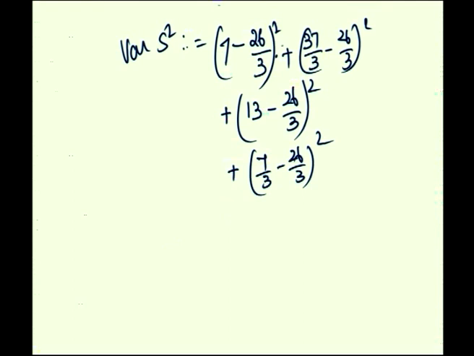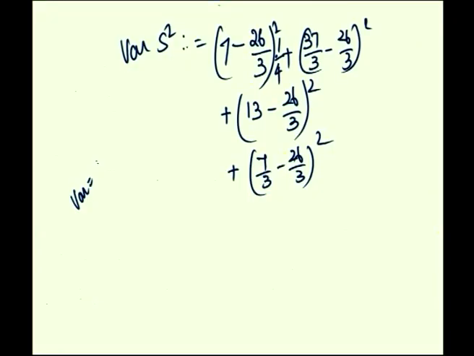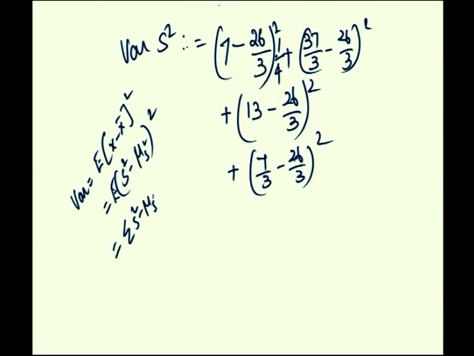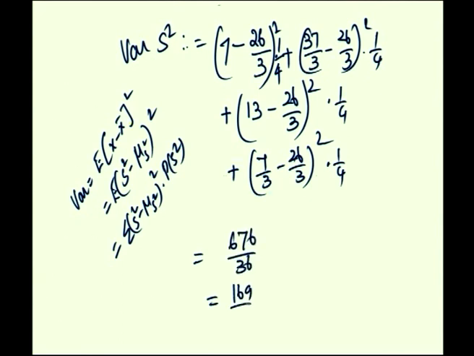The corresponding probability also has to be multiplied, right, because it is a summation of x minus x bar whole square into the probability. Actually, variance is calculated as expectation of x minus x bar whole square. If you take s square as the variable, then it is s square minus mu s square whole square, that is summation of s square minus mu s square whole square into its corresponding probability. So, into 1 by 4 has to be multiplied here with each term. That gives you 676 by 36, which is equal to 169 by 9.